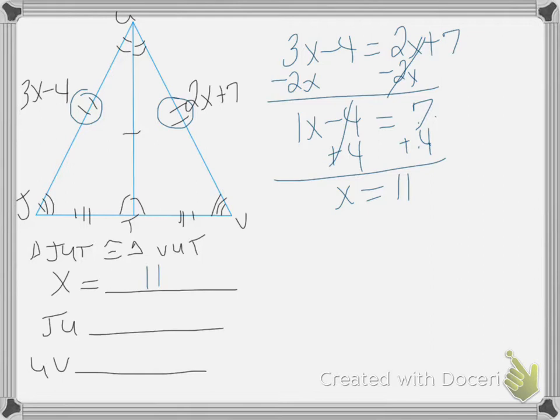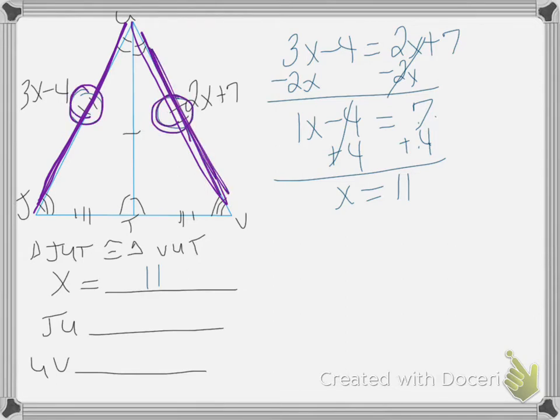11. Now, this says find out what JU, this is JU right here, and then find out what UV is, this one. Now remember, they both have 2 little marks, so they should be equal. A good way to check your work. So let's see.